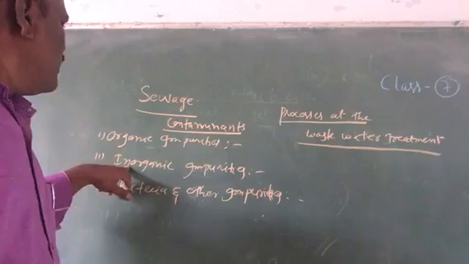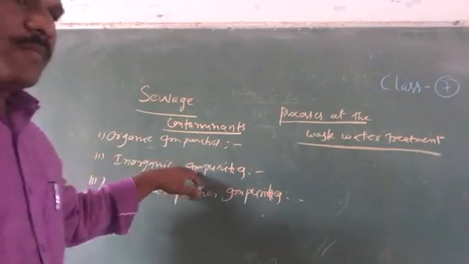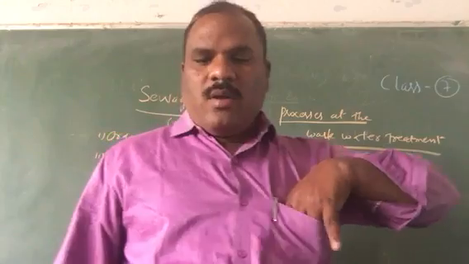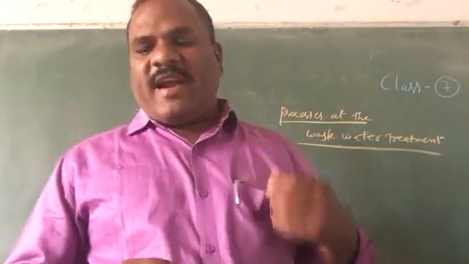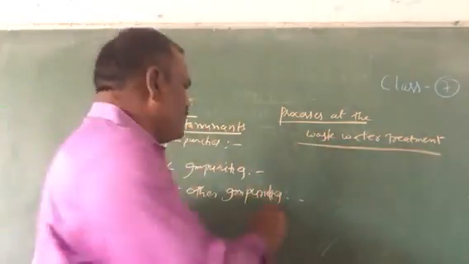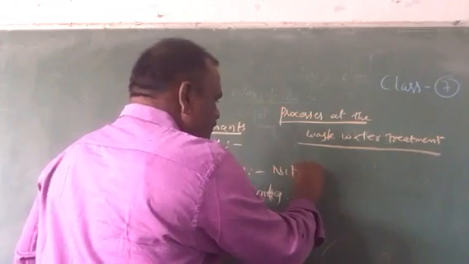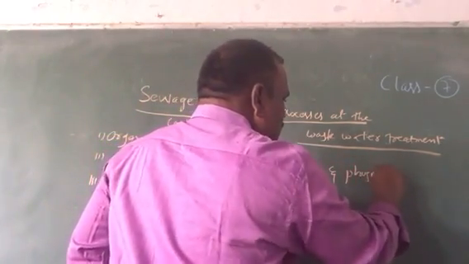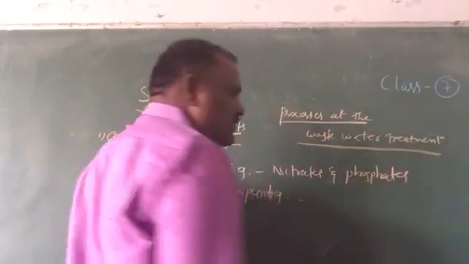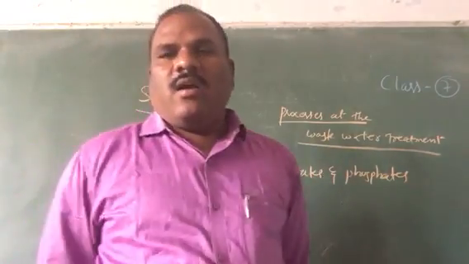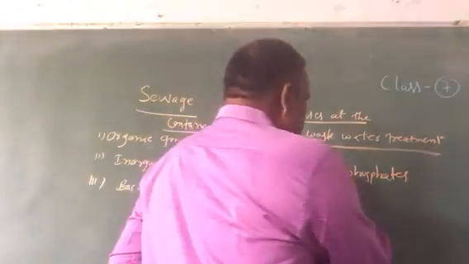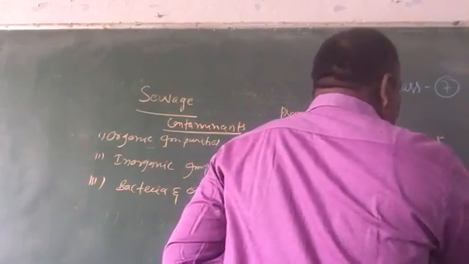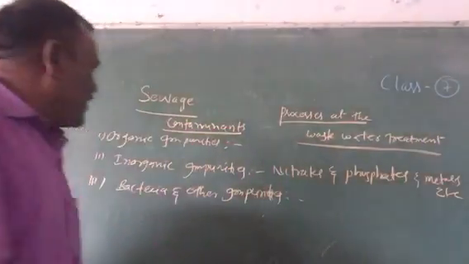Then the second contaminant is inorganic impurities. Now, what are inorganic impurities? Nitrates and phosphates, metals, etc. Nitrates, phosphates, and metals come under inorganic impurities.